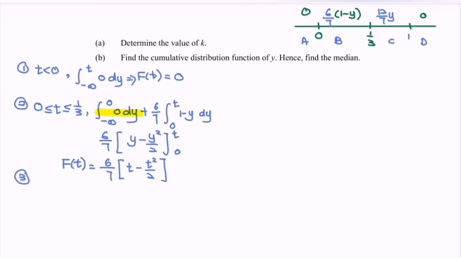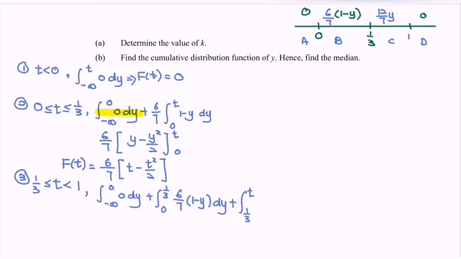For number 3, which is part C, t is greater than or equal to 1/3 and less than 1. So the function will be the integral from negative infinity until 0 of 0 dy, plus the integral from 0 until 1/3 of 6/7 times (1 minus y) dy, plus the integral from 1/3 until t of 12y/7 dy. Kindly take note of this part. Actually, we can write it as F(1/3) by referring to part B.